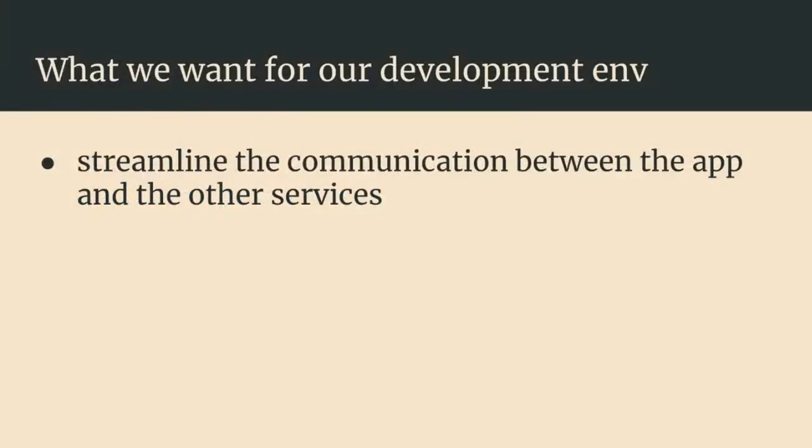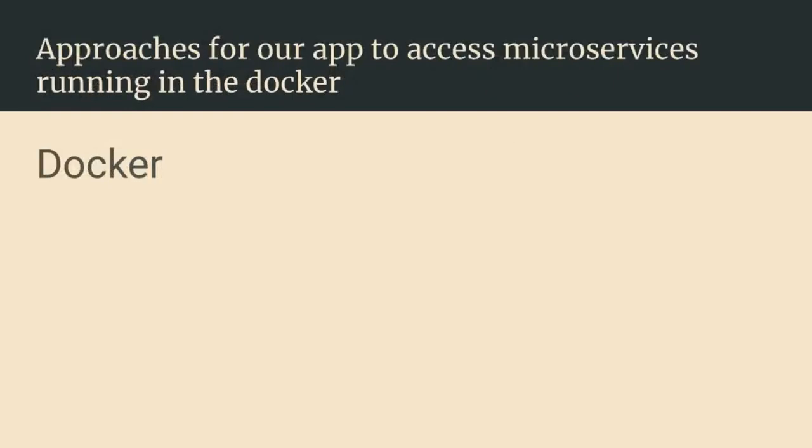So we want a streamlined communication between the app and the other services, which will be running on Docker. There's a couple of options to do it here. For one, we can use Docker. Docker supports the exposure of ports that the services are running on, or maybe you can create a Docker network that you connect all the services to.